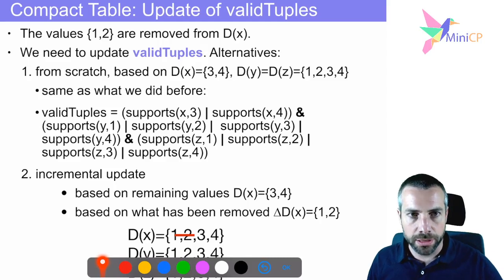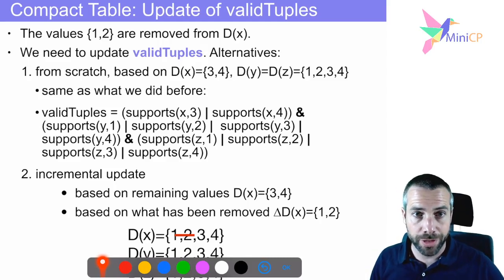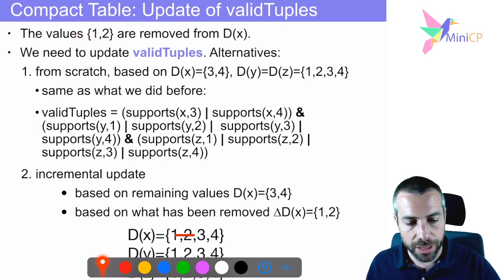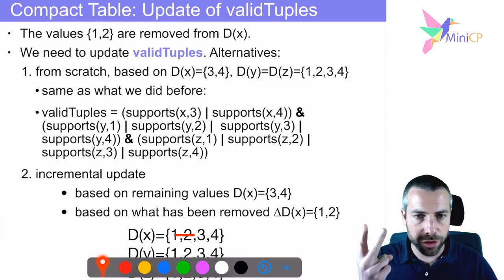A key operation in a compact table is the update of valid tuple sets when some values have been removed from the domain of the variable. So for the sake of example, I will consider that the values 1 and 2 have been removed from the domain of X here. And we need to get valid tuples. We have two different strategies.